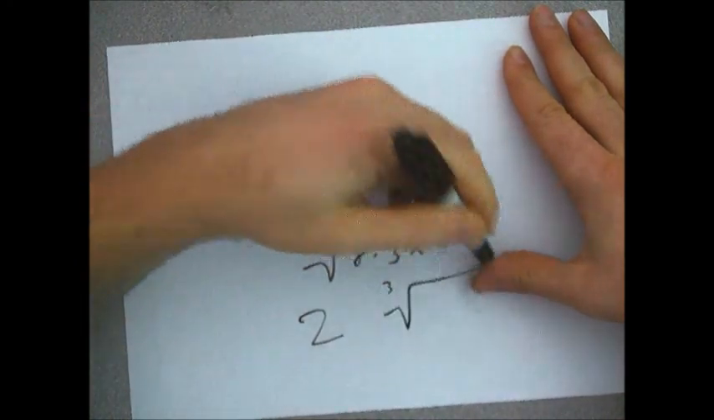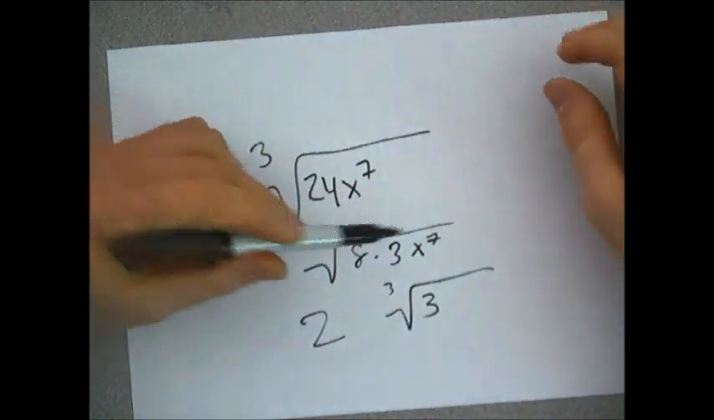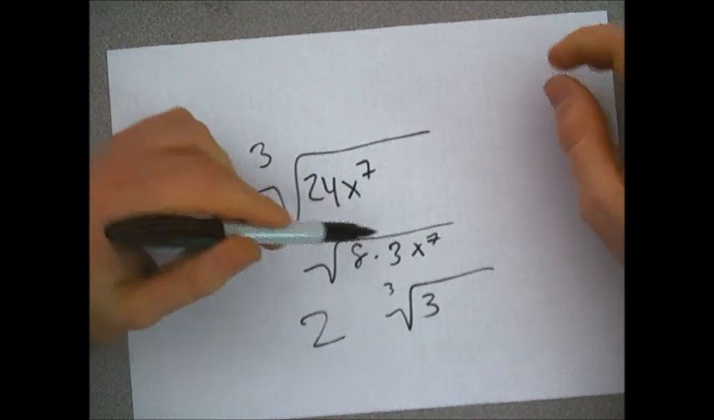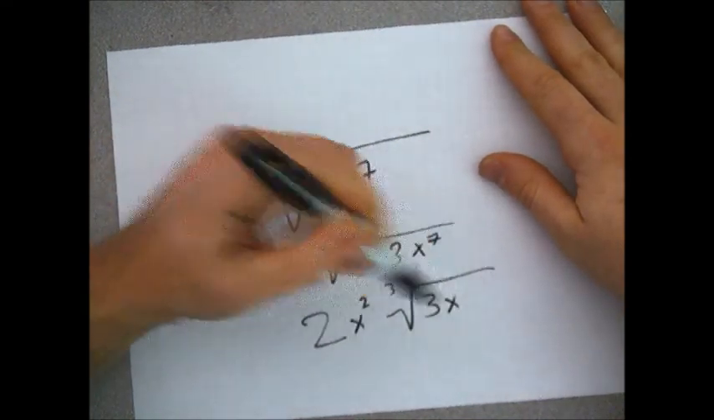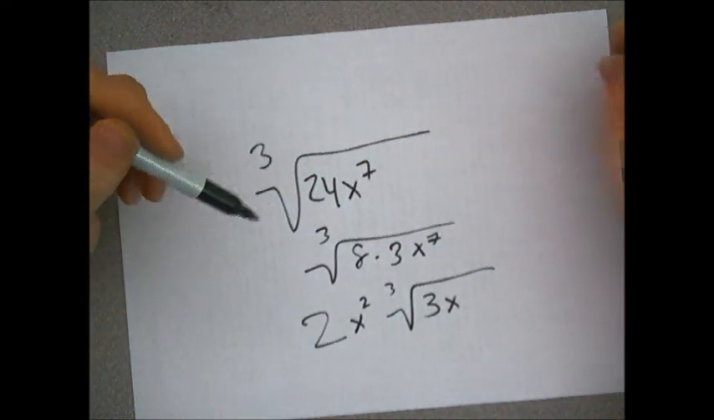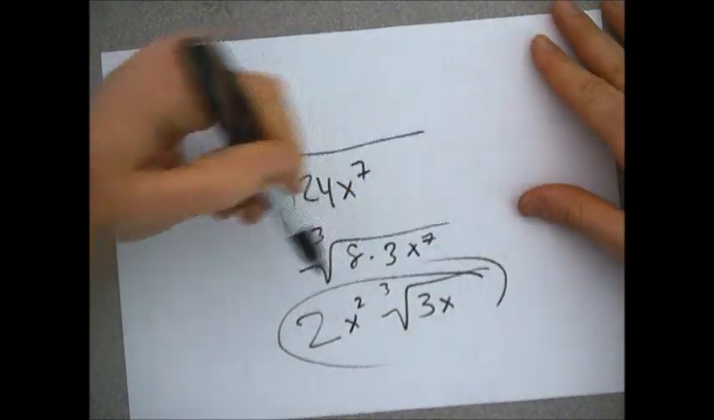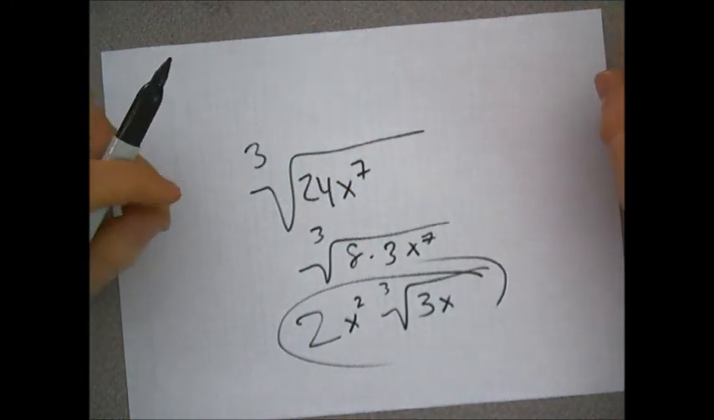Left over is a 3. And then we say 3 goes into 7 how many times? 3 goes into 7 twice. Remainder 1. So final answer, 2x times the cube root of 3x.